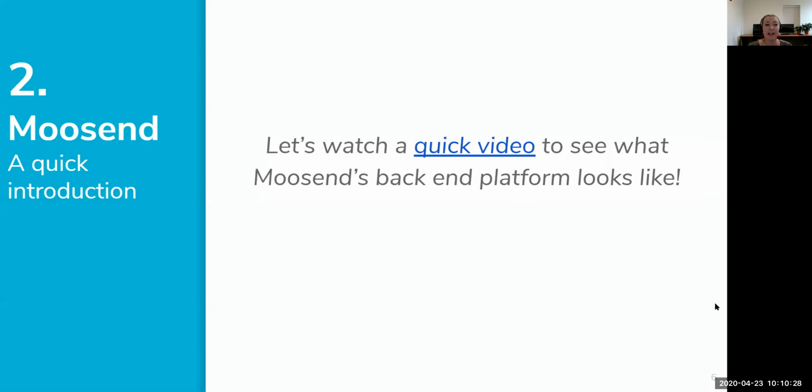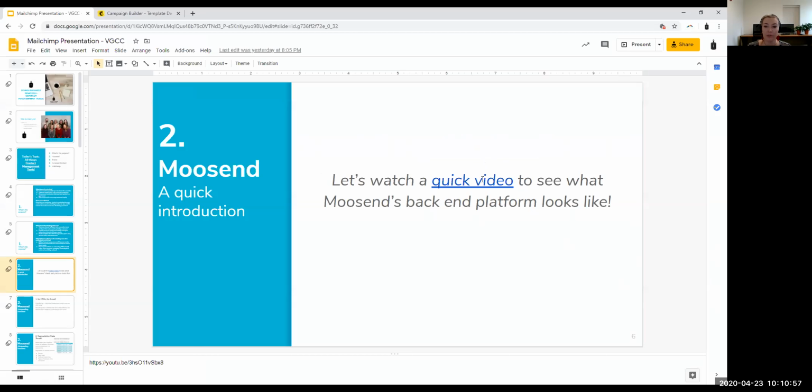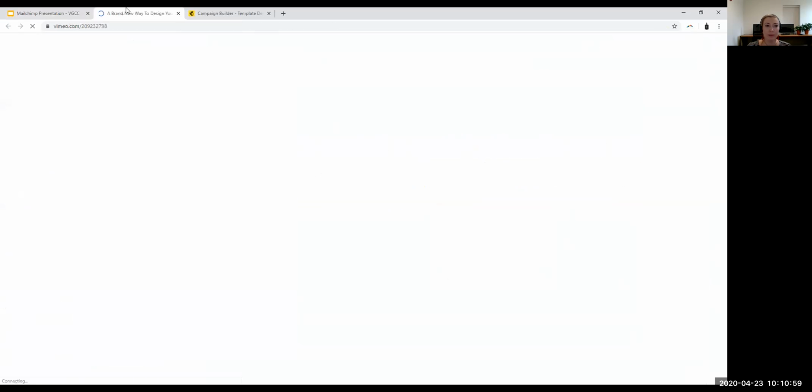Now we're going to dive into some of the different types of software that are available out there. This is one I mentioned earlier in the presentation when we got started, MooSend. I know it's kind of a funny name, but it's a fairly intuitive platform to use. I really like it. I haven't spent a ton of time on it, but I've done a little bit of research, and I think it's certainly a tool that some of you might be interested in using. So I wanted to play a quick video for you. I'm going to open this up real quick.